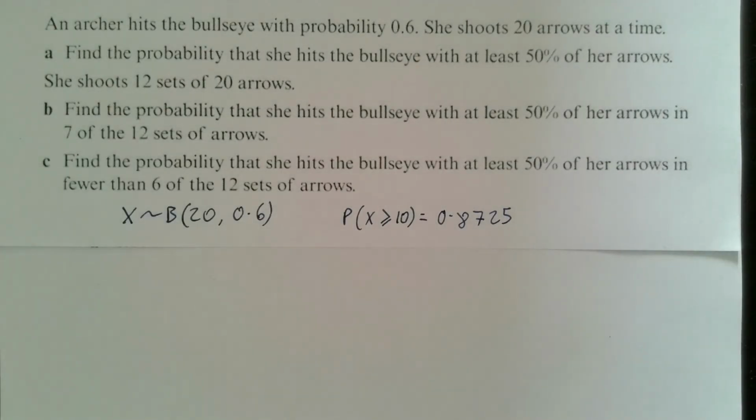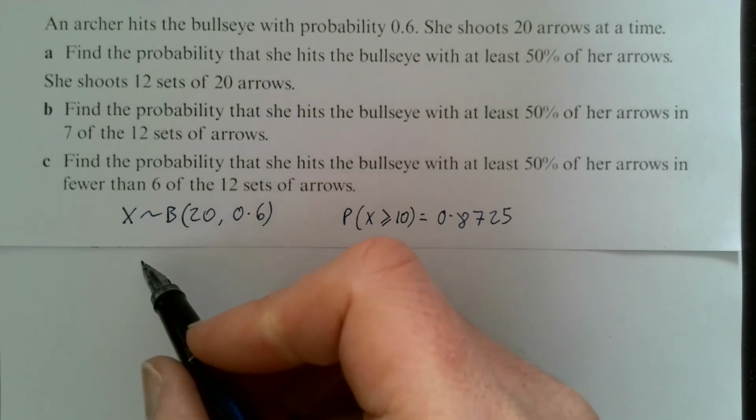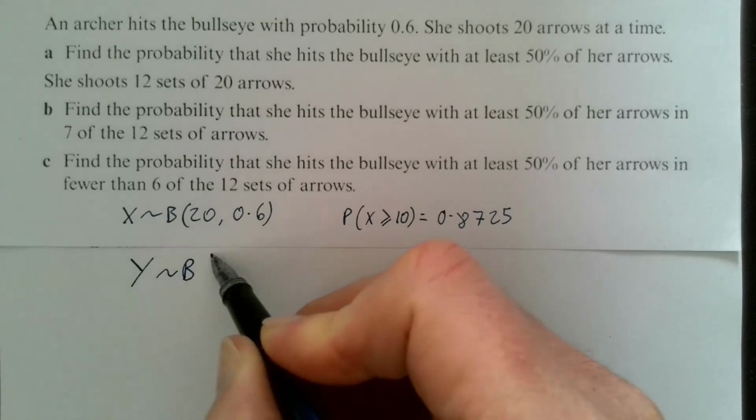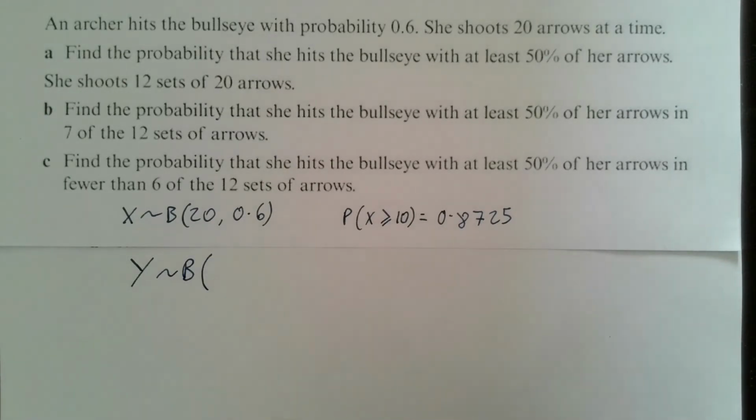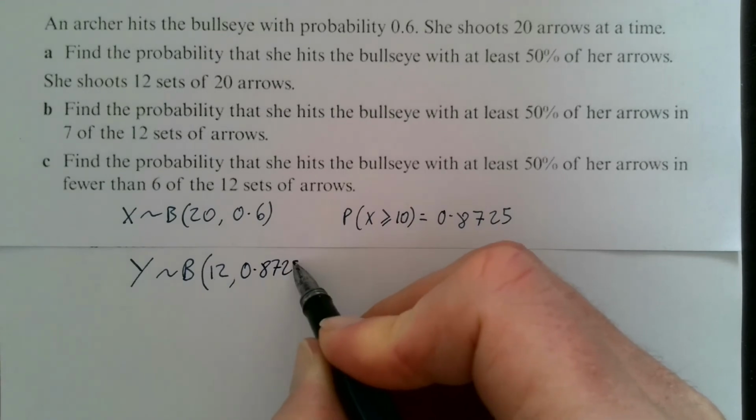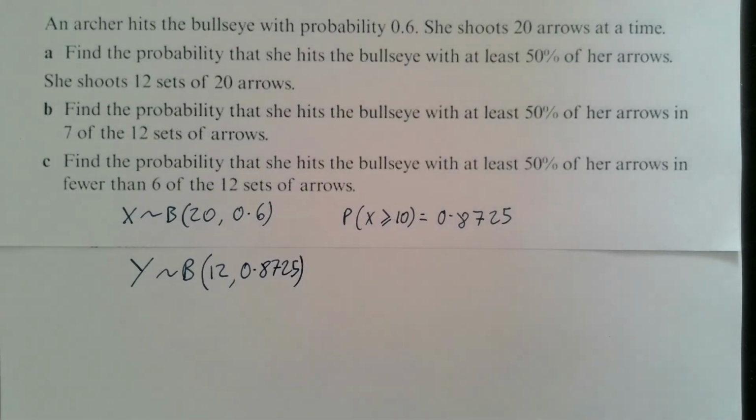So now she's shooting 12 sets of 20 arrows, and we want the probability that she hits it with at least 50% in 7 of the 12 sets of arrows. So we've got a whole new thing. Let's call this one y. This is going to be a different thing, isn't it? This time we've got 12 sets, and we know that the probability that she hits it with at least 50% of her arrows in one set is 0.8725.